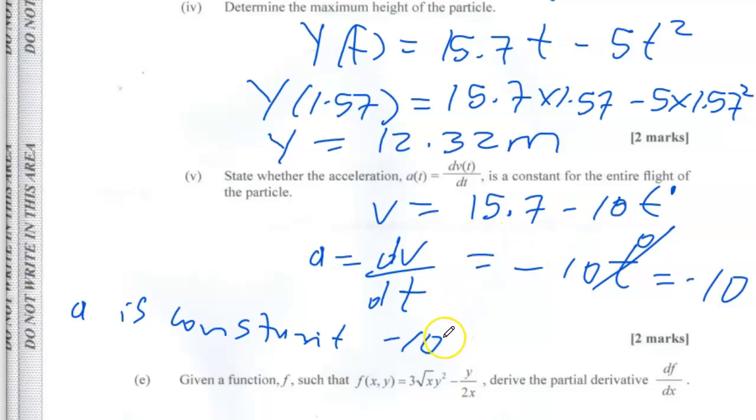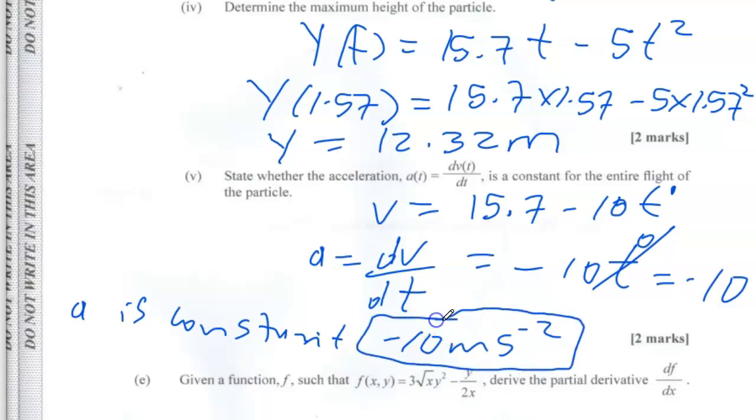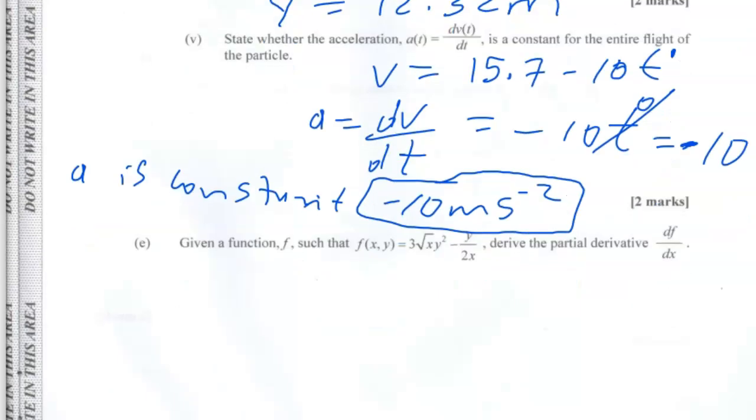The unit would be meters per second squared if we were to put a unit for acceleration. So the negative acceleration means it's slowing down. If you throw a particle in the air, it will slow down. That's why the acceleration is negative. So that's what a negative acceleration means. The particle is slowing down.